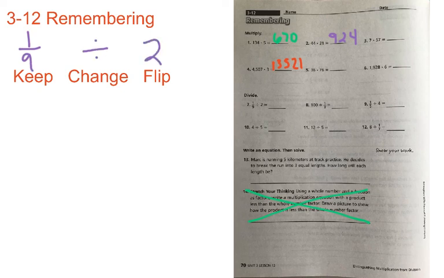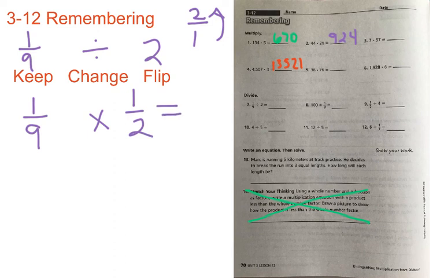And I'm going to follow my little chant, keep, change, flip. 1/9 remains the same. I keep it the same. Change, my division symbol becomes multiply. Flip, if I was writing 2 as a fraction, it would be 2 over 1. So I'm going to flip that, and it's going to become 1 over 2. And now I can complete the multiplication. 1 times 1 is equal to 1, and 9 times 2 is equal to 18. Your answer is 1/18 for number 7.